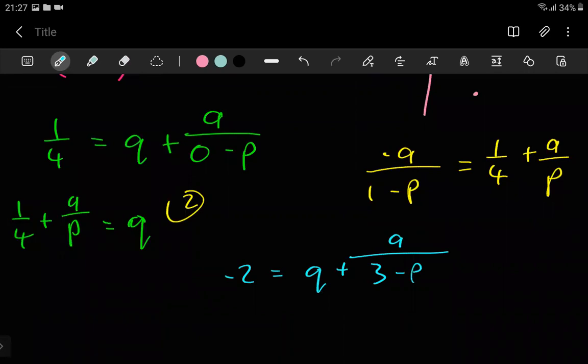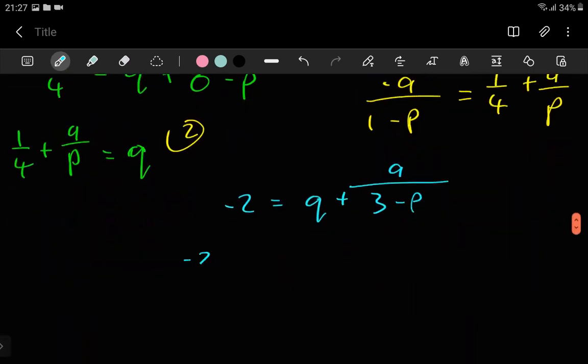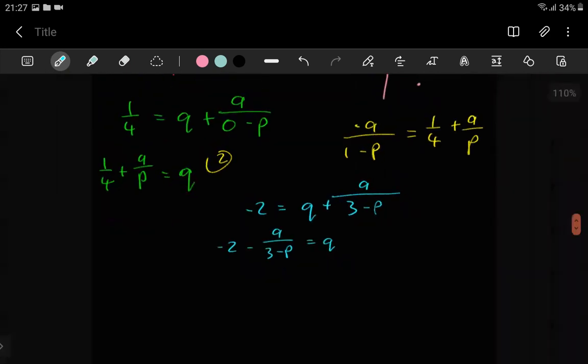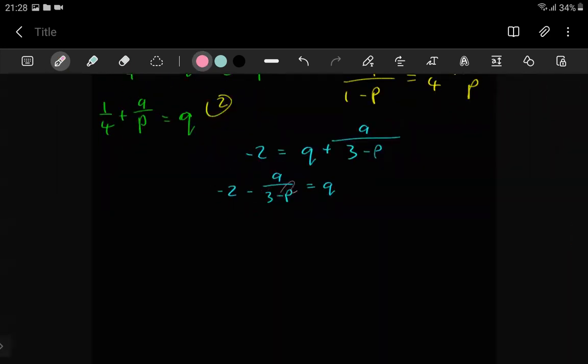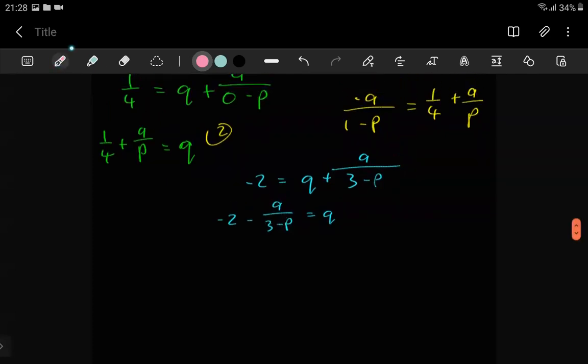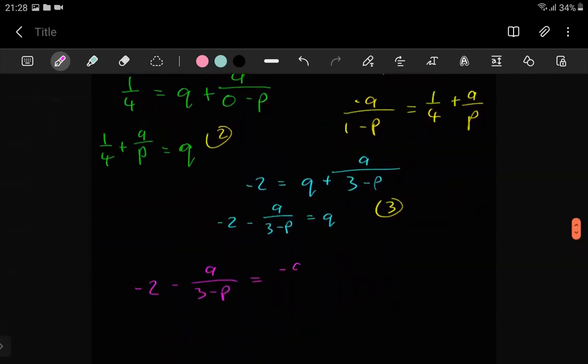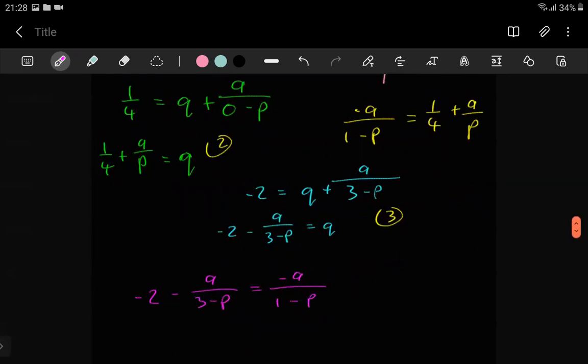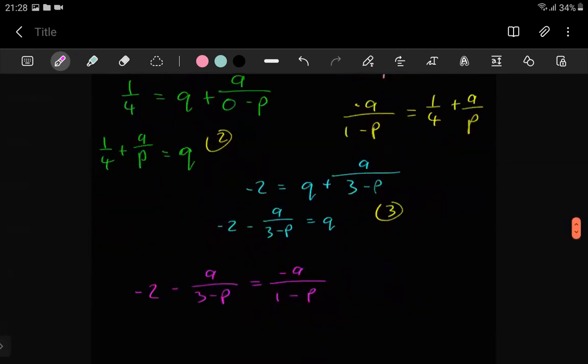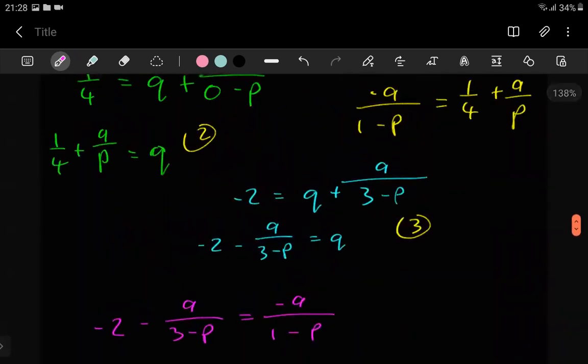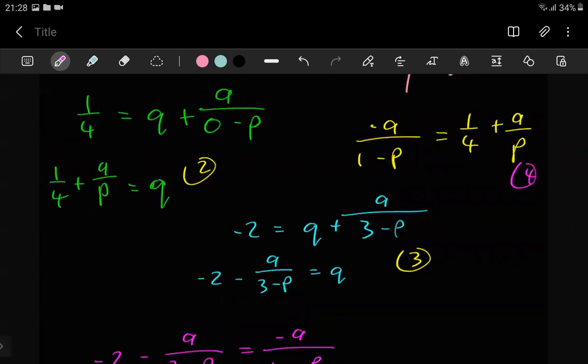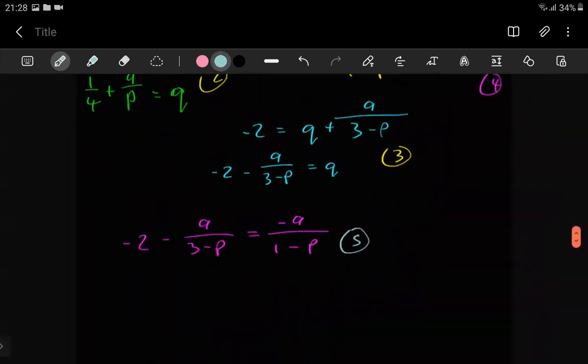Then if you take everything on one side except for Q, you end up with negative 2 minus A over 3 minus P equals Q. And then this thing here, you're going to make it equal to any one of the first two. So let's do that. The negative 2 minus A, let's make this equal to the first one, minus A over 1 minus P, like that. Now let's solve for A and P simultaneously. We can make this equation number 4, and technically this we can look at as equation number 5.